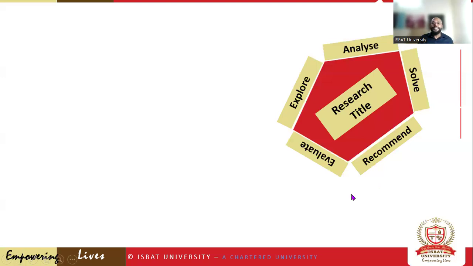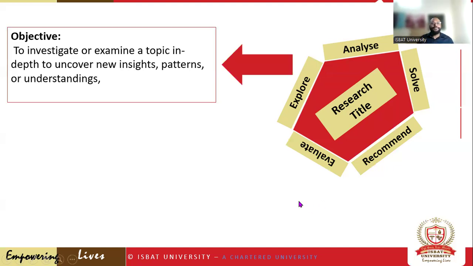So when you have your research title, try to see the research title from these 5 angles. First we are going to see explore. Explore means to investigate or examine a topic to uncover new insights, new patterns, new understandings. So when you look at your research title, is your research going to do this exploration on new insights, patterns, and understanding?